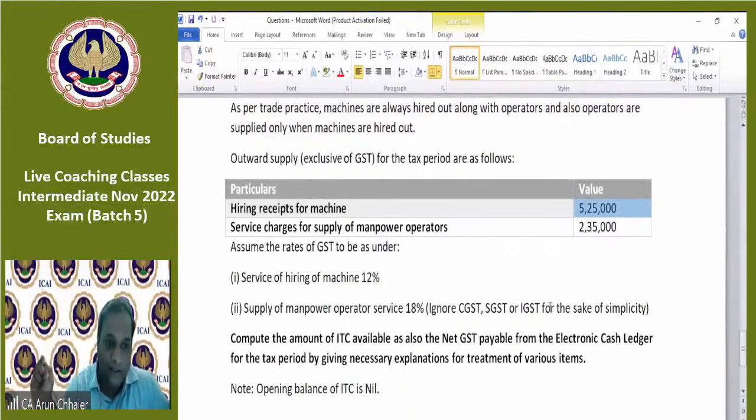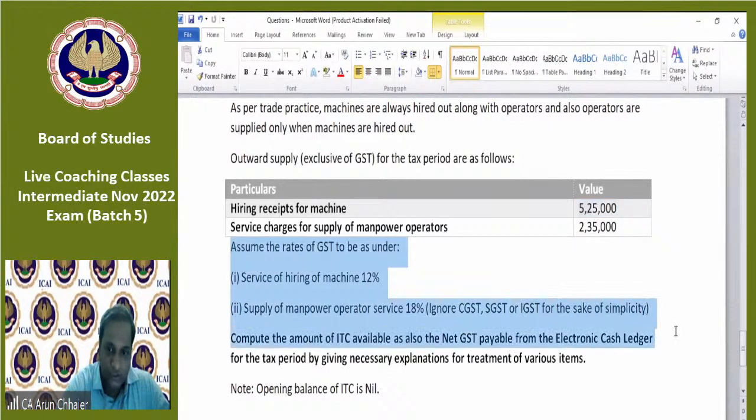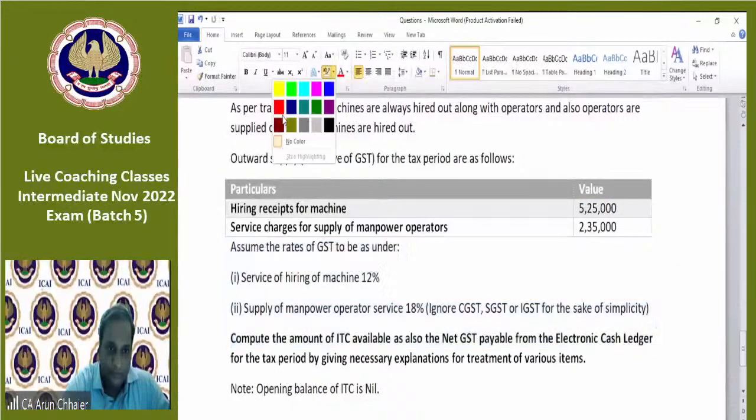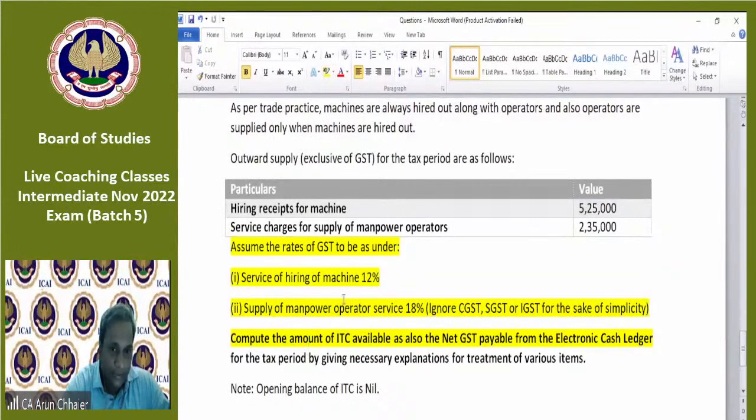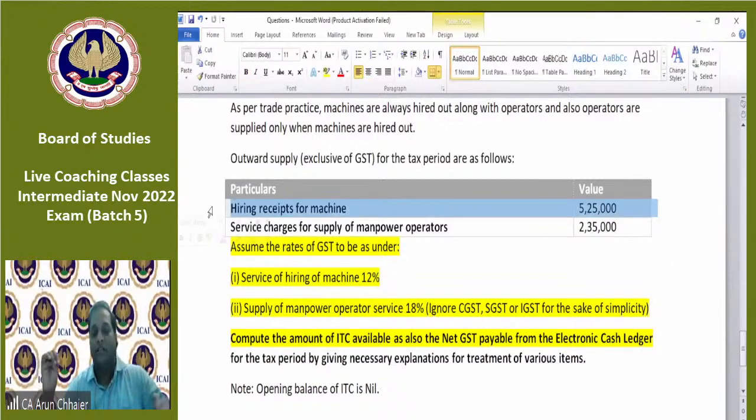Can you tell me the rate of the taxes? First tell me which rate would be applicable. 12%, 18%. What is the rate applicable on the hiring receipt for machine? In the question, they have given some rate. Please tell me on hiring of the machine, which rate would be applicable? Is it 12 or is it 18?